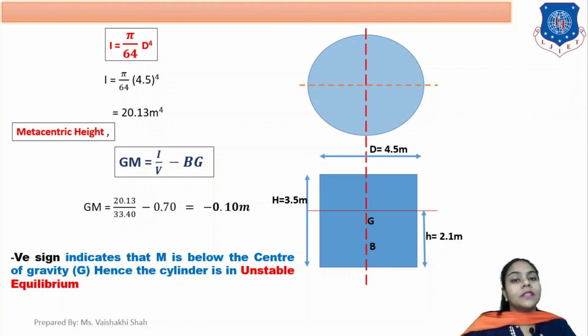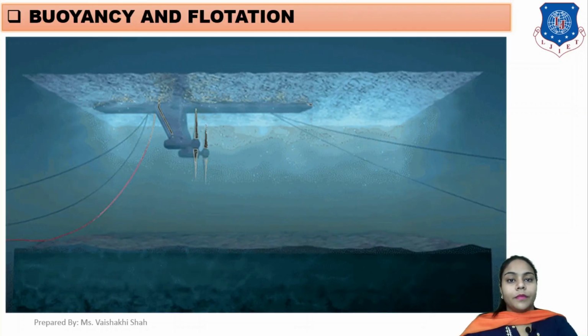So the negative sign indicates M is below G. If M is below G, then the cylinder is in unstable equilibrium. So here the negative sign indicates unstable equilibrium, and if your answer is negative, then M is below G, that is unstable equilibrium. Okay.